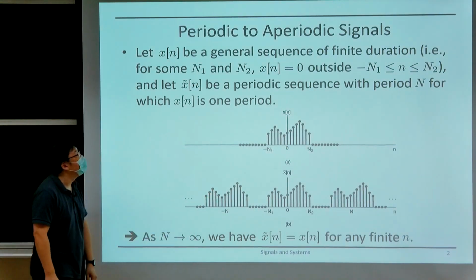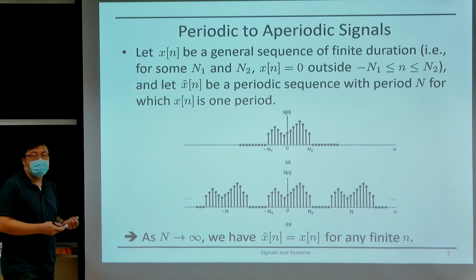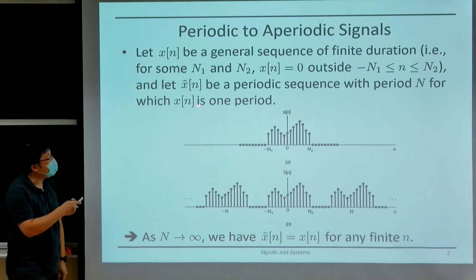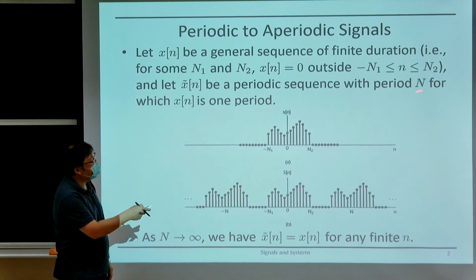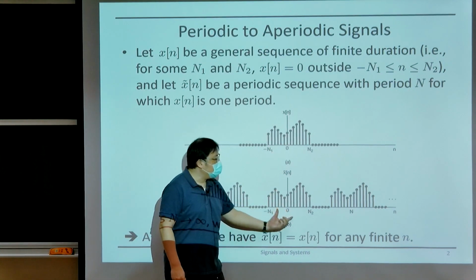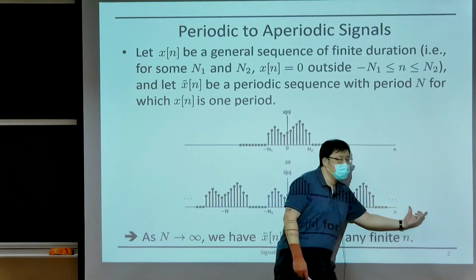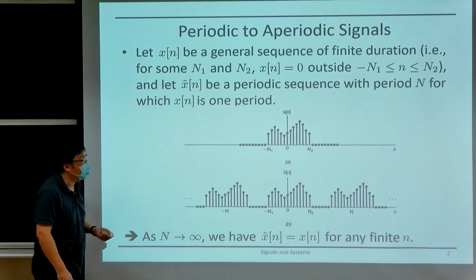Okay. Now suppose that x tilde of n is some periodic sequence that we generate by repeating x of n every integer multiple of the period capital N. Okay, so we take this x of n, we repeat it every integer multiple of capital N to get this x tilde of n. Okay.